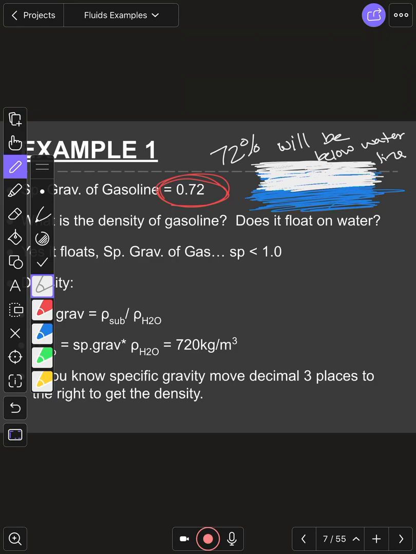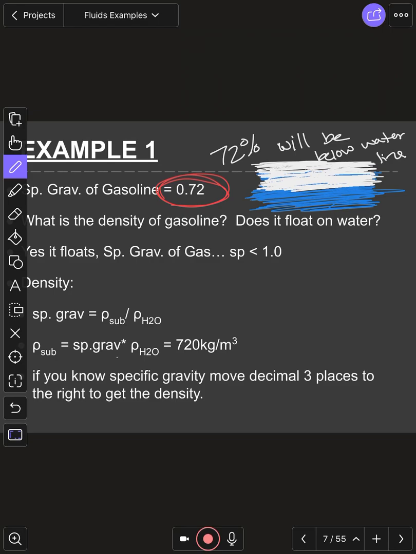Okay. So again, I didn't time these slides because I can't in this program. What is the density of gasoline and does it float? Yes, it floats because the specific gravity is less than 1. So straight up, it floats. To find out the density, we're going to use our specific gravity equation that I gave you in the previous slide, the rho of the substance over the rho of H2O. We know rho of H2O is 1,000 because we memorized it.